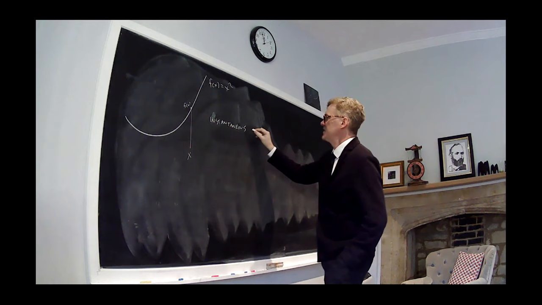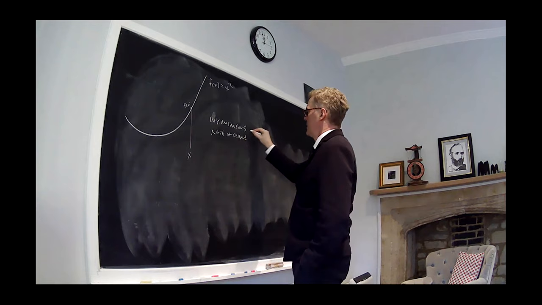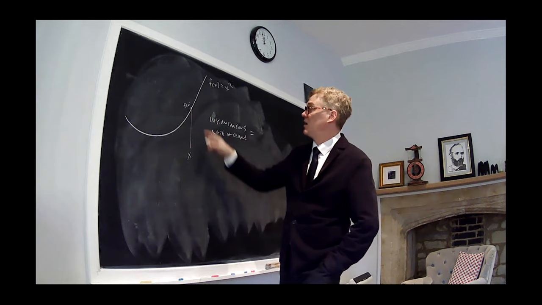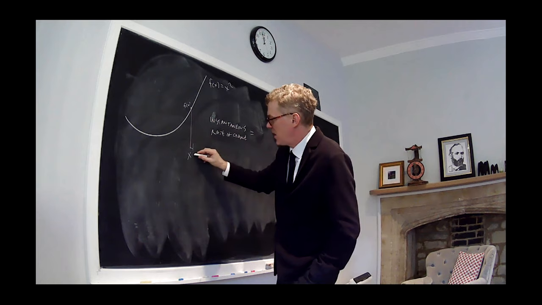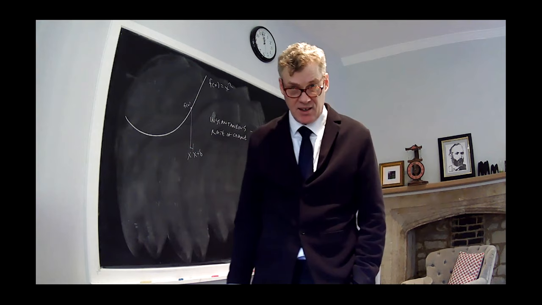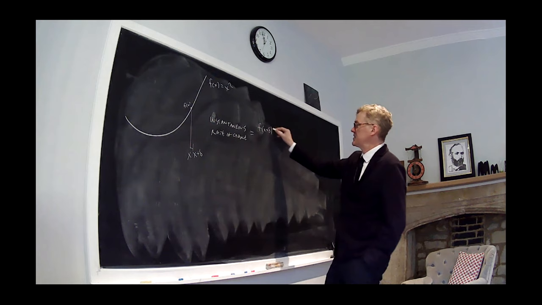instantaneous rate of change. Okay, is the slope of the tangent line. So we want to calculate this. It's just the rise over the run after an infinitesimal change in x. So we're going to change x by an infinitesimal amount and move from x to x plus delta, where delta is an infinitesimal number. So we just calculate then f of x plus delta, that's the new y value, minus the old y value. That's how much it went up by.